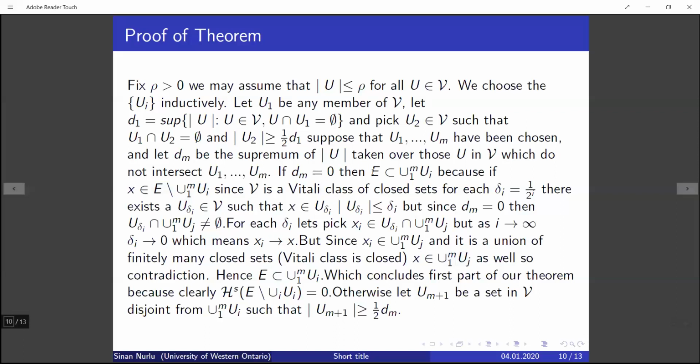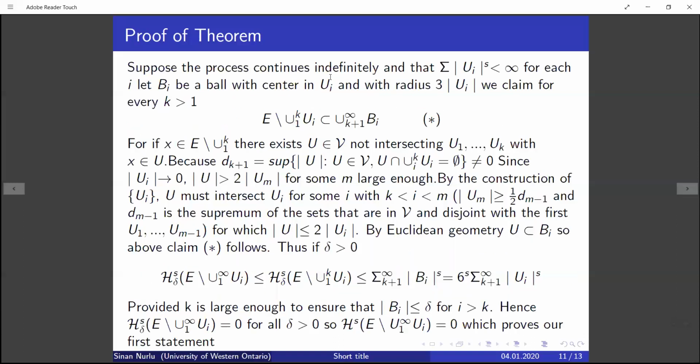This means there is no such x. But then E is a subset of our union, which actually proves our statement for this case, because if E is a subset of this union, it means E subtract this union is actually the empty set, and for any measure, the empty set's measure is zero. So we're done in this case. Since we cleared this case, let's move to the case where it does not terminate. So the process continues indefinitely.